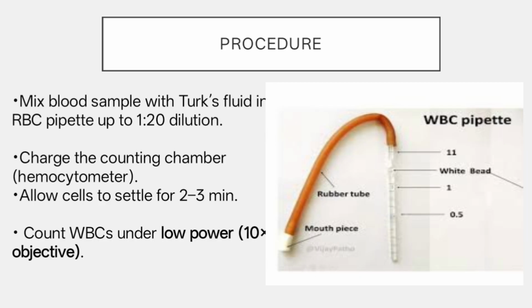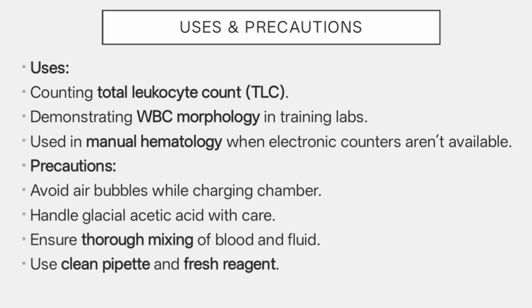The total count of RBC is done under the high power objective, that is 40x, and the WBC total count is done under the low power objective, because here we are focusing on a total 3 into 3, 9 millimeter square area of the Neubauer chamber. So what are the uses of the total count of WBC? Demonstrating the WBC morphology, used in manual hematology. Precautions: avoid air bubbles while charging the chamber, handle glacial acetic acid with care, ensure thorough mixing of blood and fluid, use clean and fresh reagents.